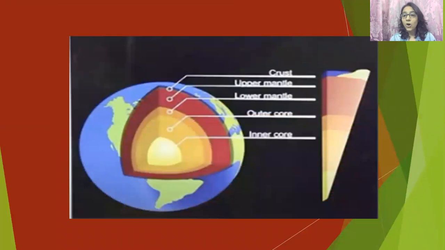Moving ahead, let's talk about the major layers inside our planet Earth. The first layer is known as the crust, and the second layer is known as the mantle. Take care of the pronunciation here, mantle. And the innermost layer, or the third layer, is the core. So now we are familiar that Earth is majorly made up of three layers, that is crust, mantle and core.